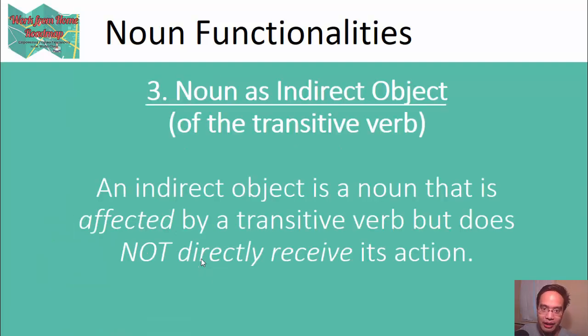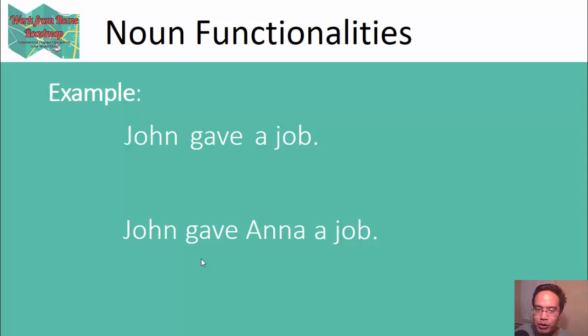The third noun functionality is noun as indirect object of the transitive verb. An indirect object is a noun that is affected by a transitive verb but does not directly receive its action. Okay, there's a very important distinction. It's affected, but it does not receive the action. In this example here, we have John gave a job and John gave Anna a job. John here is a subject because he's the doer of the action, which is gave. That's the transitive verb. It passes action to the direct object, the job.